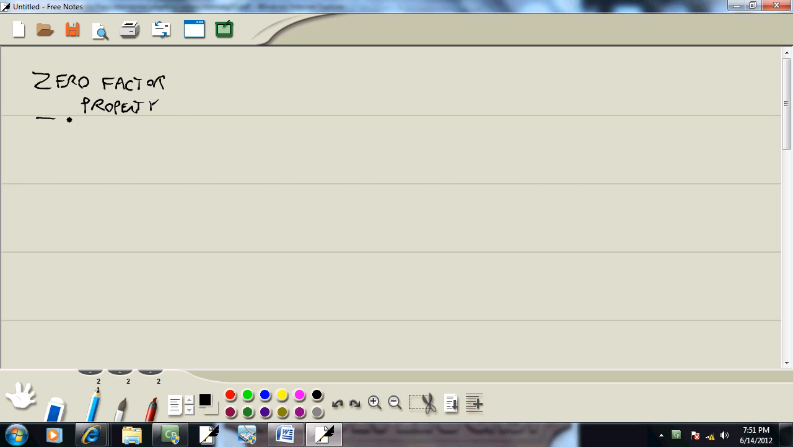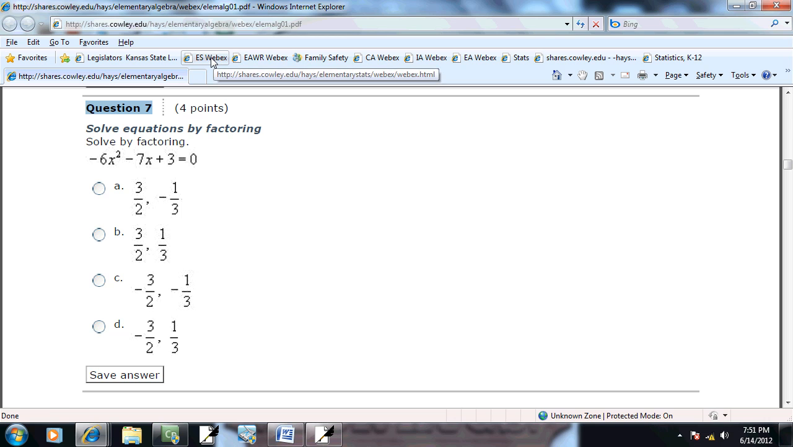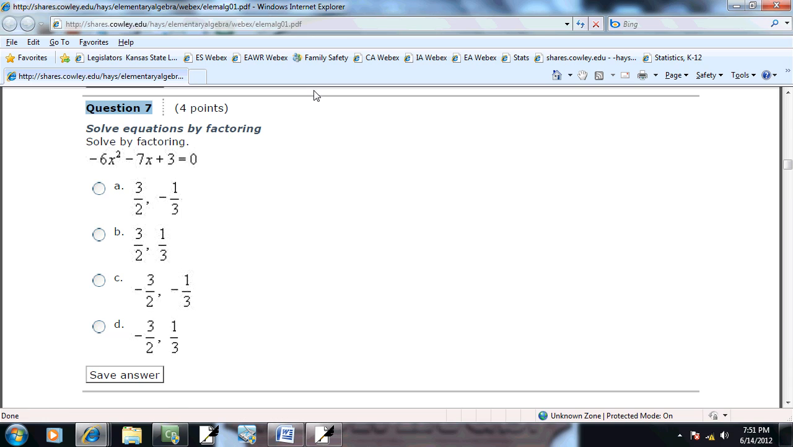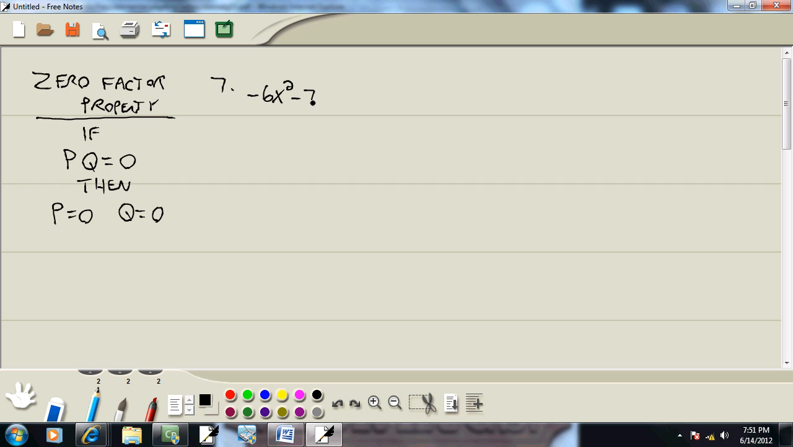What it says is if you got something times something else equals 0, like p times q is equal to 0, p and q can be anything, then you set p equals 0 and you'll set q is equal to 0. So problem number 7, we have negative 6x squared minus 7x plus 3 equals 0.